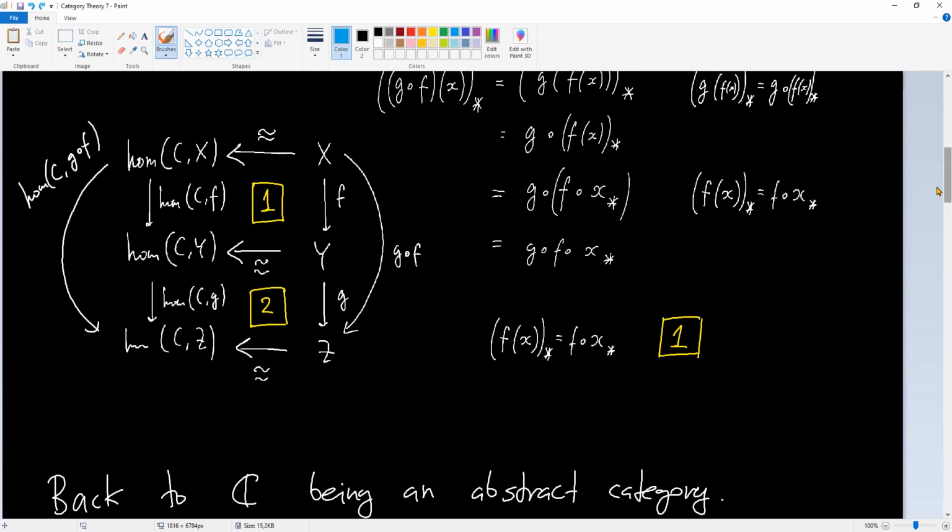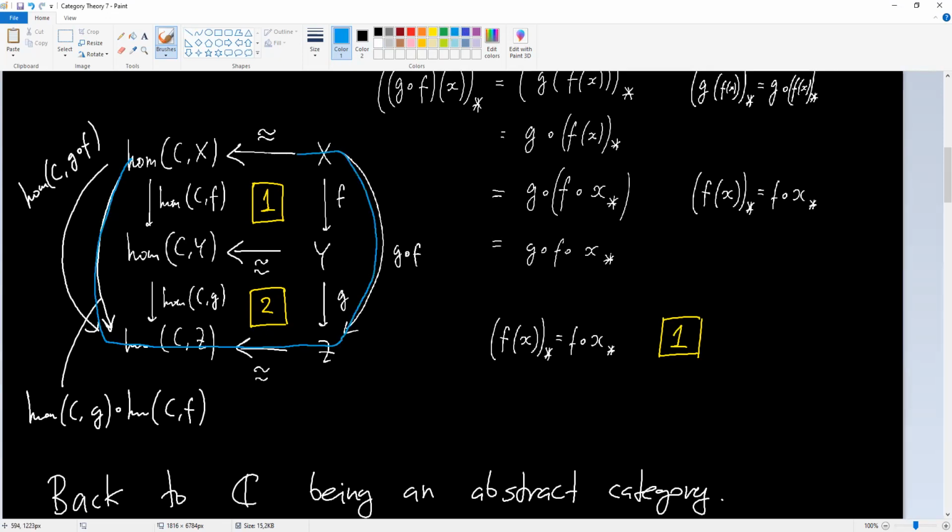Which then gives us a diagram with this arrow here being the composite of Hom C G and Hom C F. So the diagram with that arrow and the g f on the other side, that diagram commutes. So do we agree that this diagram commutes, the one that's marked with blue? Yes. Fantastic.